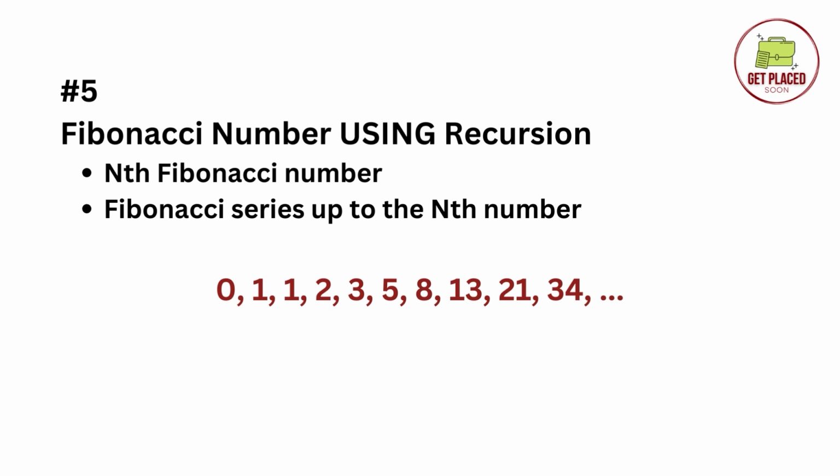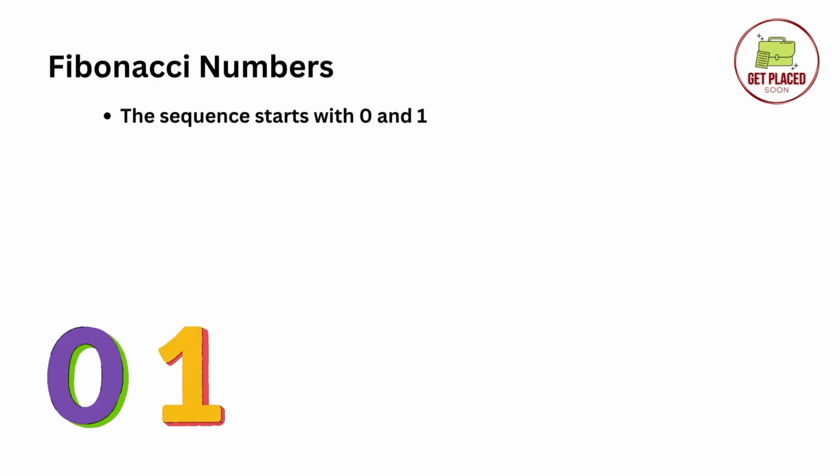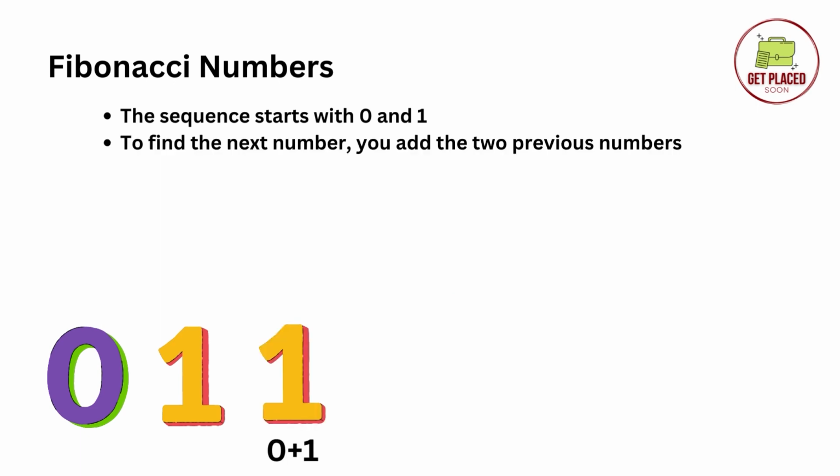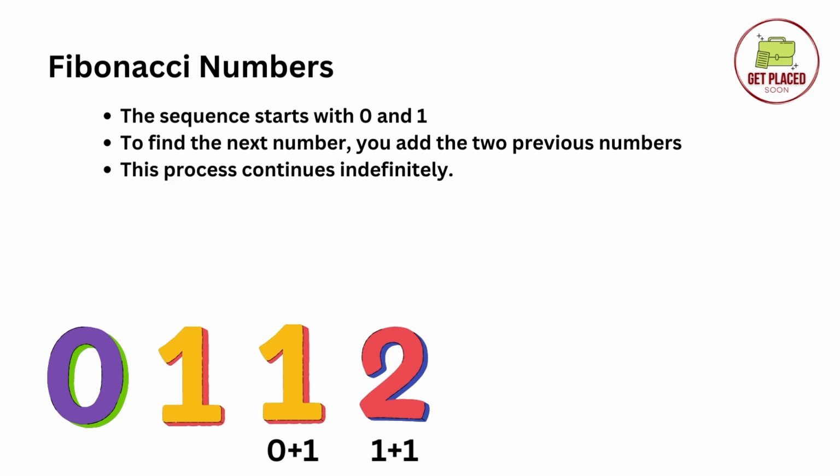Now let's recap what Fibonacci numbers are. The Fibonacci number series starts from 0 and 1. Now, to find the next number in the series, you should add the previous two numbers. So, 0 and 1 we already know. 0 plus 1 is 1, so we add 1 to the series. After that, 1 plus 1 is equal to 2. Again, 1 plus 2 is equal to 3.